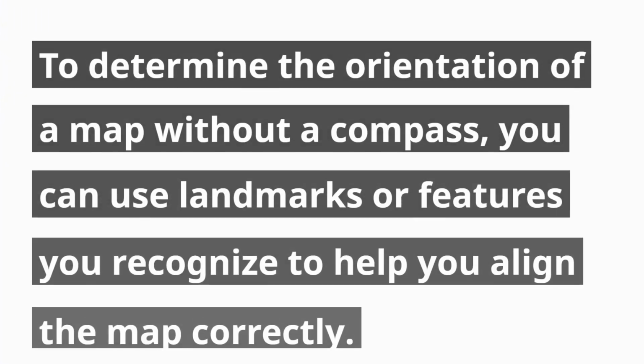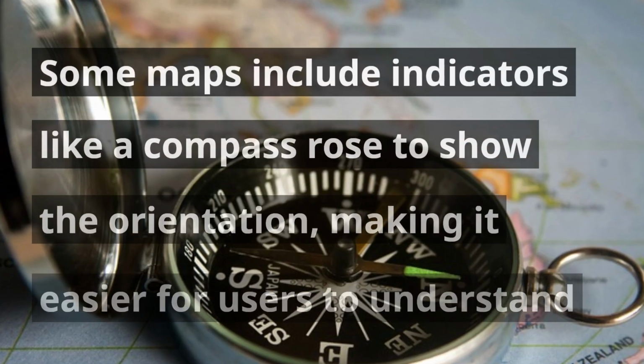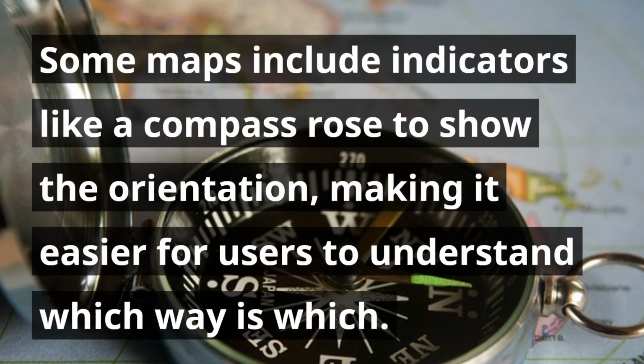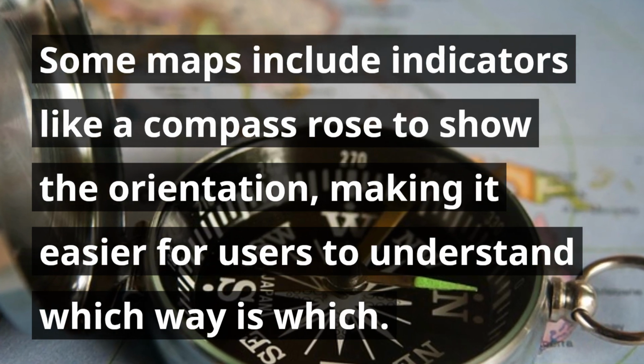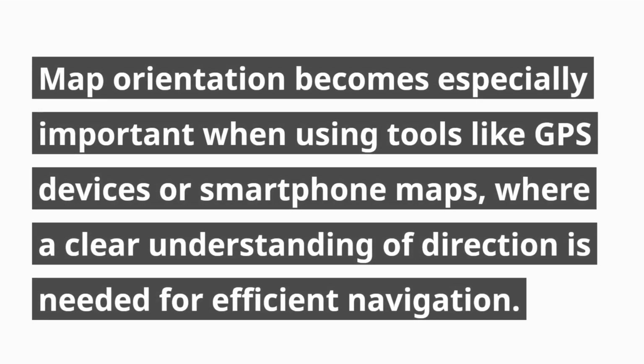To determine the orientation of a map without a compass, you can use landmarks or features you recognize to help you align the map correctly. Some maps include indicators like a compass rose to show the orientation, making it easier for users to understand which way is which. Map orientation becomes especially important when using tools like GPS devices or smartphone maps, where a clear understanding of direction is needed for efficient navigation.